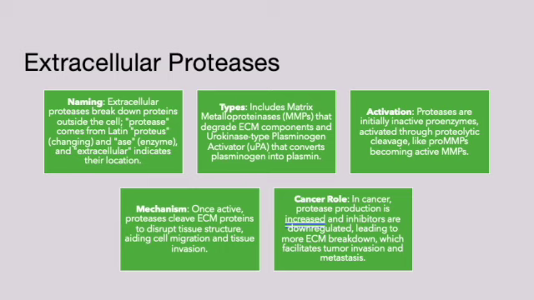And then we have the ECM breakdown, wherein by degrading the ECM, proteases create pathways for cancer cells to invade surrounding tissues and enter blood vessels. And ECM degradation also contributes to angiogenesis, which is formation of new blood vessels, and facilitates the spread of cancer cells to other parts of the body.